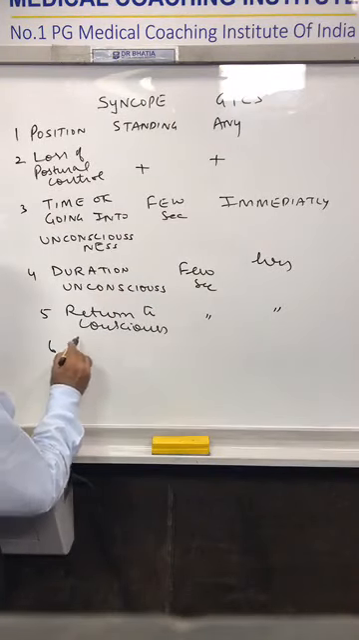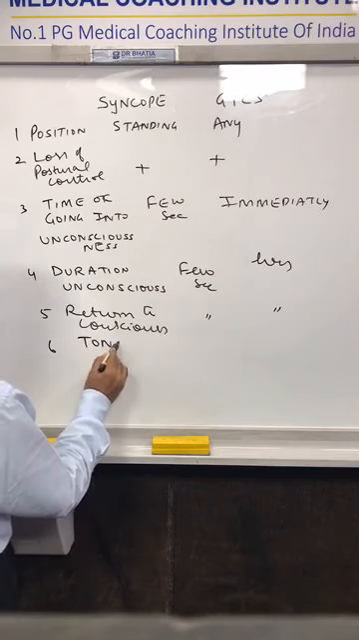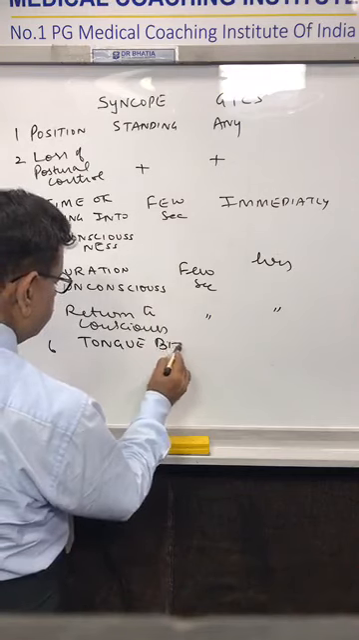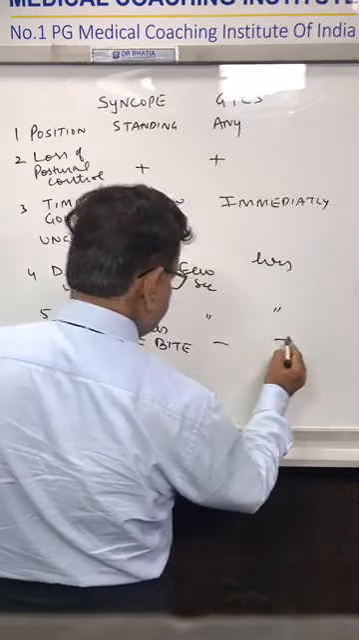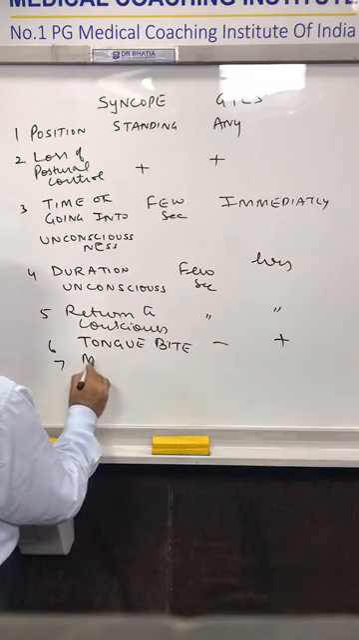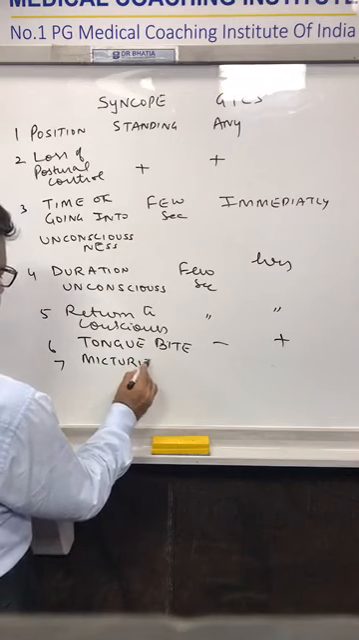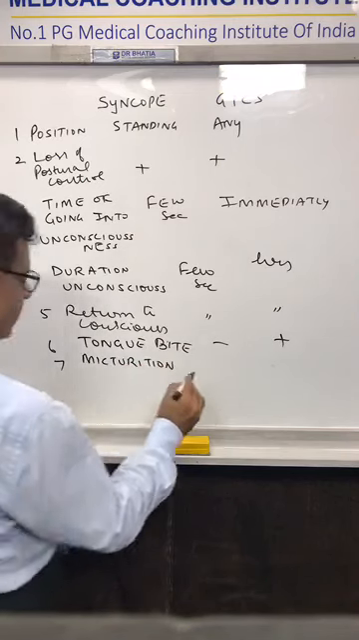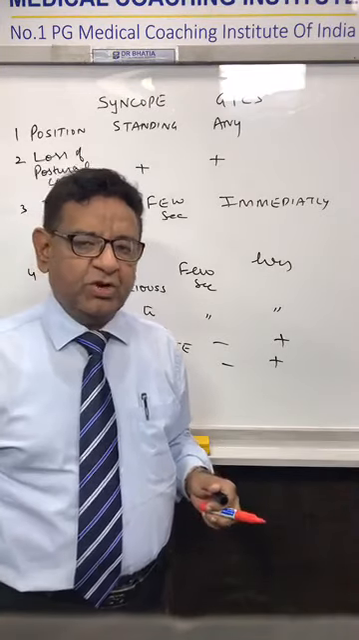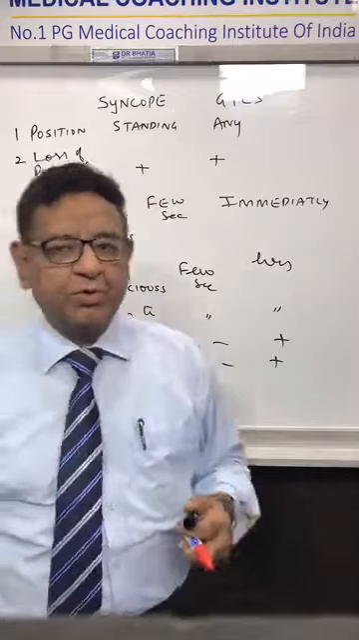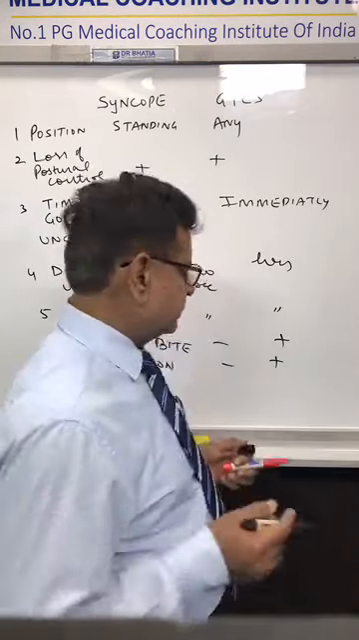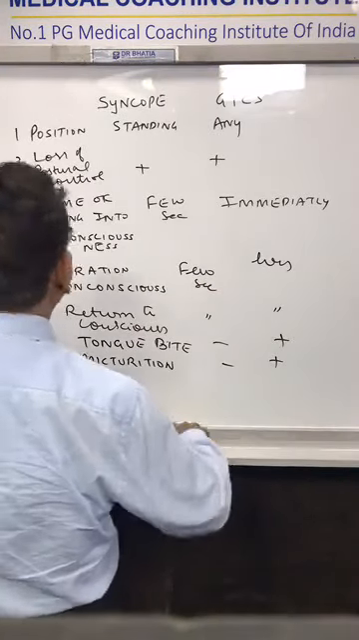Next, tongue bite: in syncope, no; in seizure, very often. Then micturition during the attack: in syncope, no; in seizure, yes. So this is how we differentiate syncope from generalized tonic-clonic seizures.